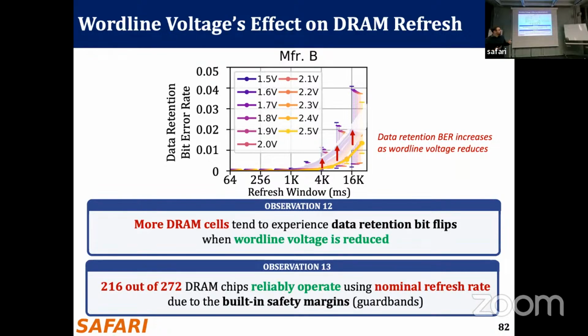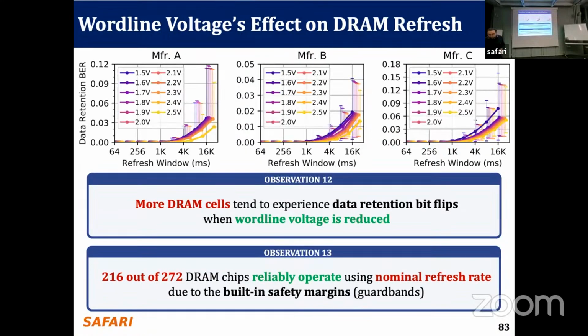We observe that when we apply the nominal refresh window, which is 64 milliseconds at normal operating temperatures, most of the DRAM chips still reliably operate without experiencing data retention bit flips. And we observe these observations across DRAM modules from all three manufacturers.